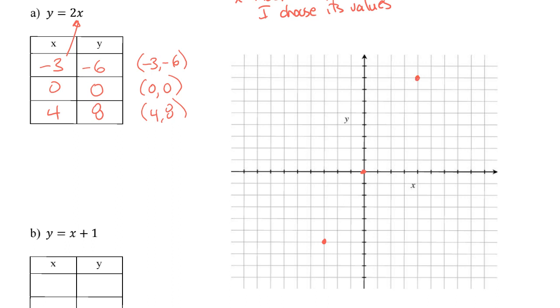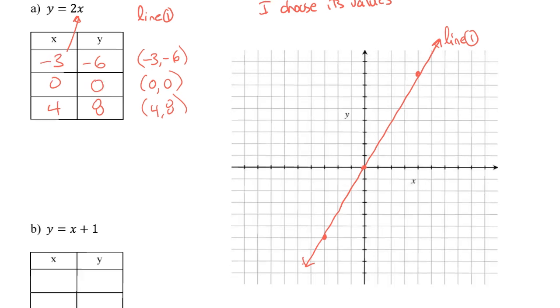And now what I might do here is simply connect those dots. Typically, you would see that I would put little arrows on there. This would be line 1. So let's label that. This will be line 1 here. And then I'll move on.